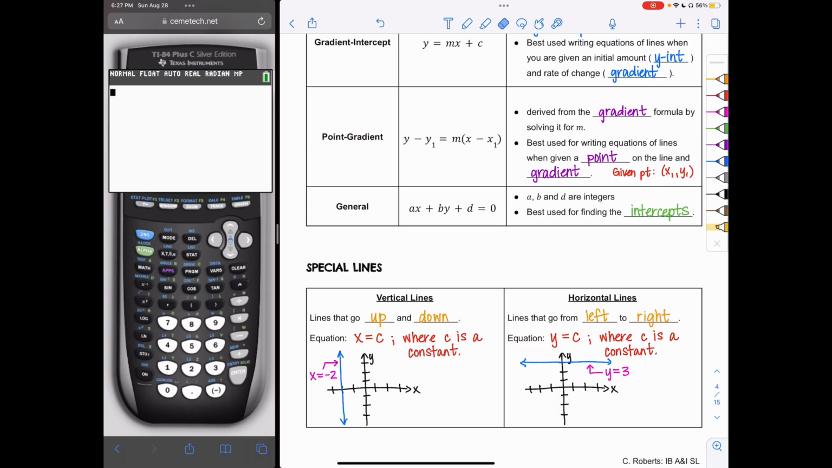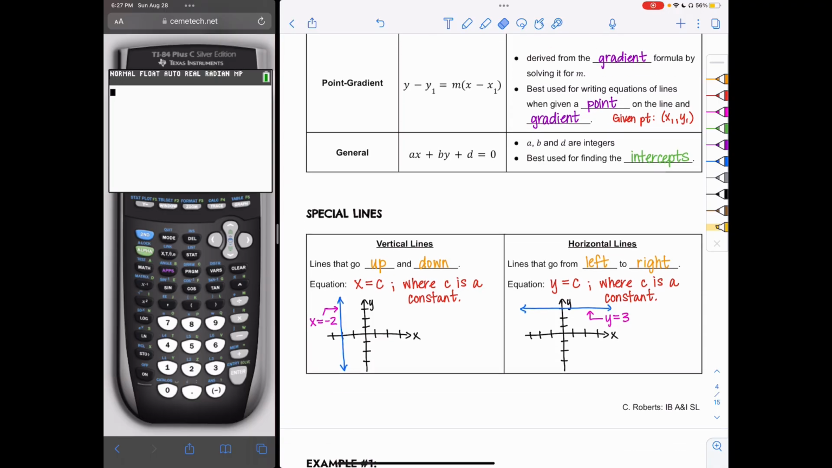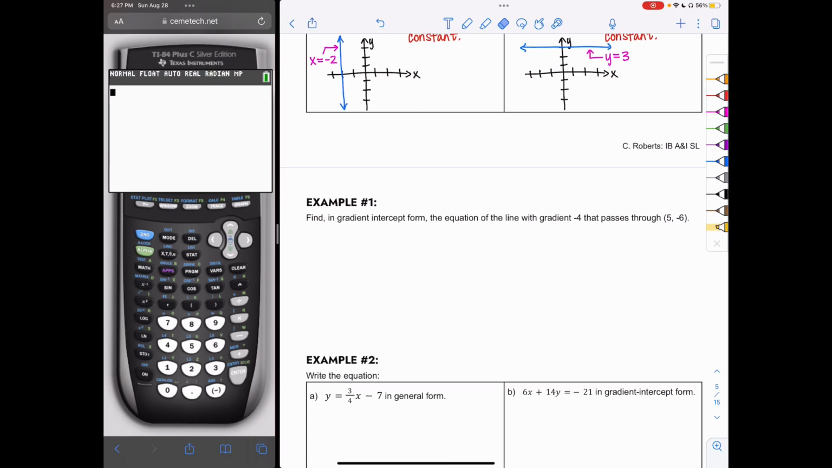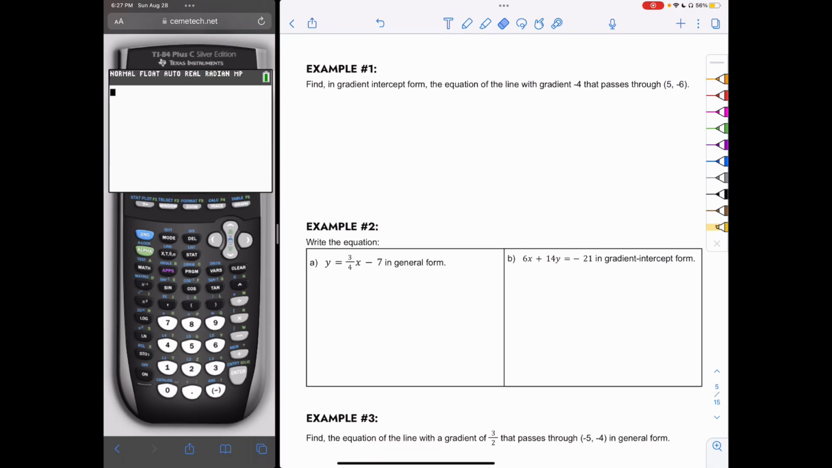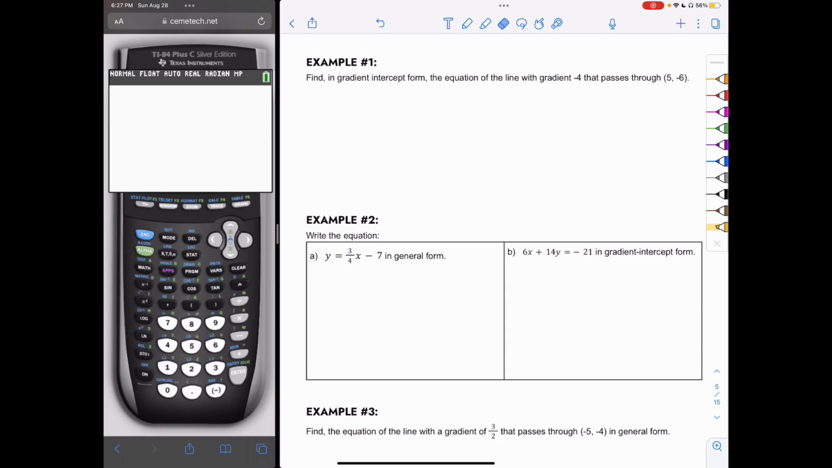All right. So now let's look at a few examples. Example 1. It says find in gradient-intercept form the equation of a line with a gradient of negative 4 that passes through 5, negative 6. The first thing that should stand out to you is that they told you to find in gradient-intercept form the equation of a line.